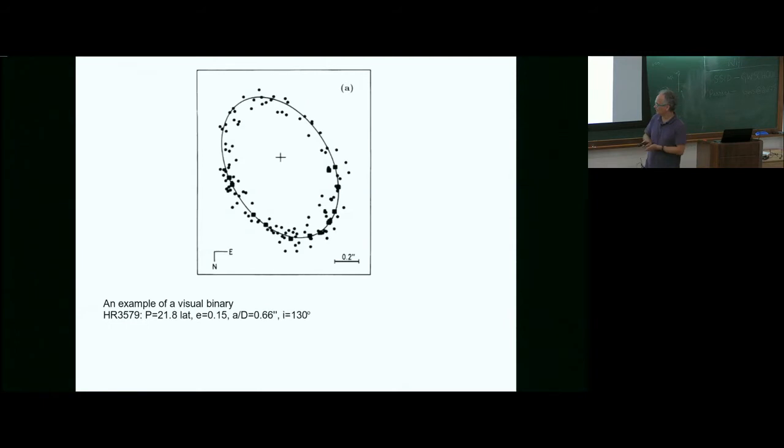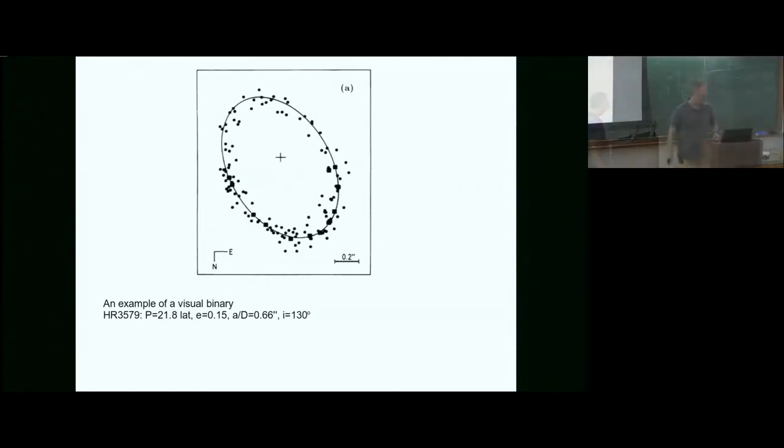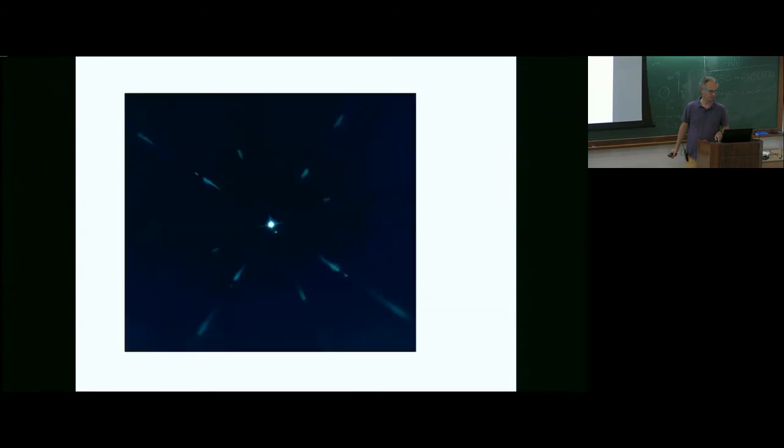So this is an example of a visual binary with the period of 21 years, ellipticity of 0.15, angular size and inclination, but with such a period you have to wait for quite a long time to really get a good grip of what's happening. This is Sirius with its white dwarf companion, and this is another example of a visual binary.